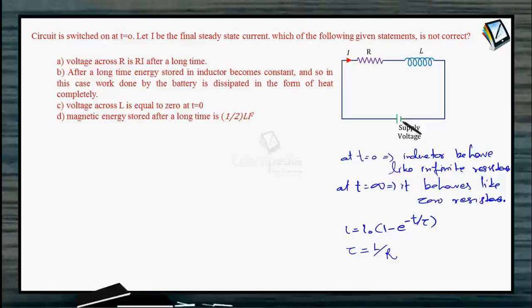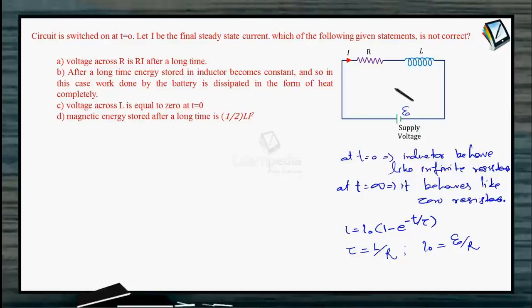Suppose this particular battery has the EMF E. In that case, the final steady state current I naught is going to be E divided by R, because we know that at time t equal to infinity, after a long time, this particular inductor will start behaving like a zero resistance. At that time, the circuit current would become E by R. That you can see clearly. If this has zero resistance, then the current must be E by R only.